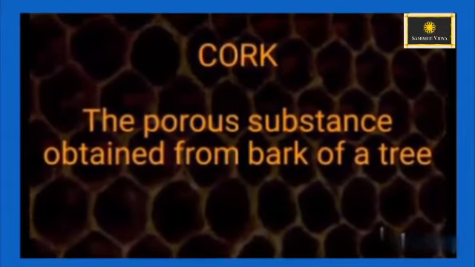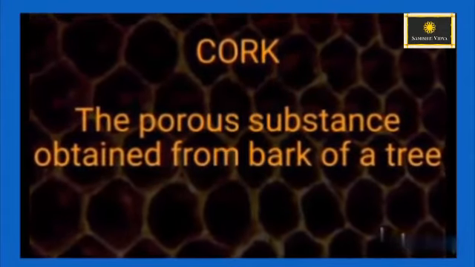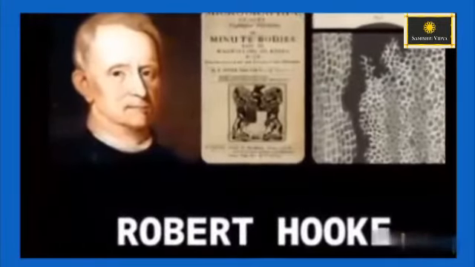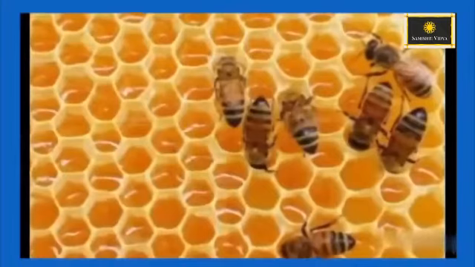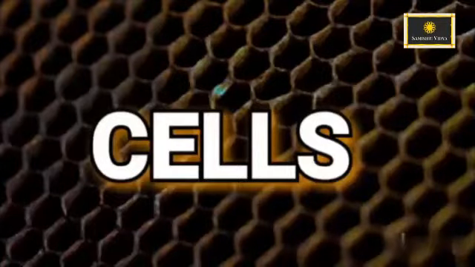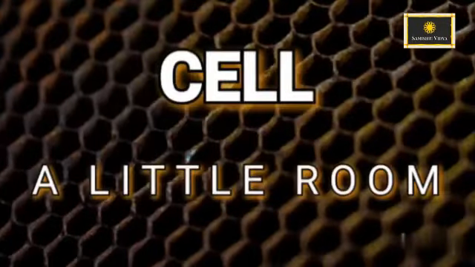Children, do you know what a cork is and how it looks? Cork is a porous substance obtained from the bark of a tree. Robert Hooke observed several honeycomb-like chambers which are empty and surrounded by walls resembling monasteries. Robert Hooke named them cells, which means a little room in Latin.